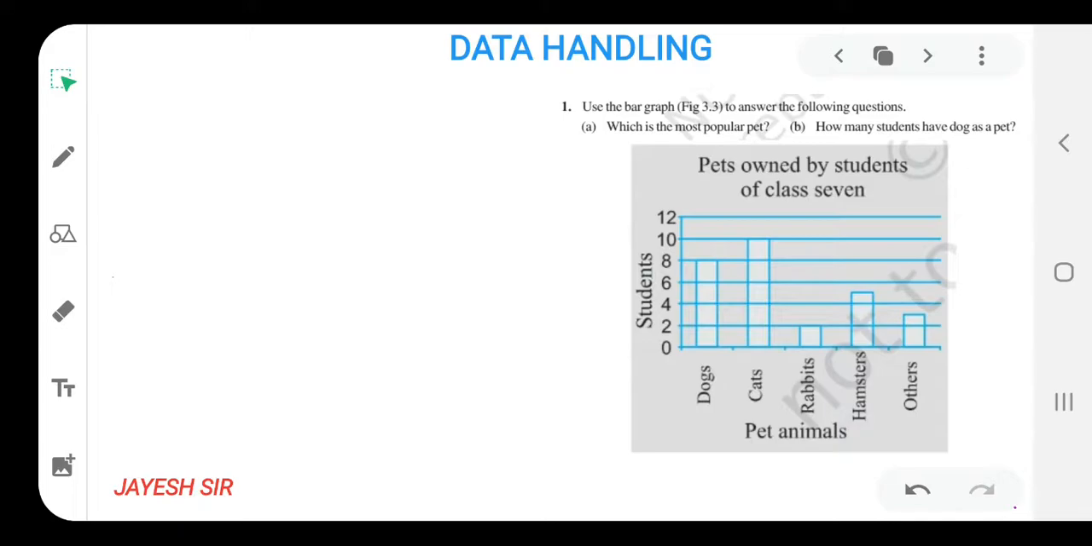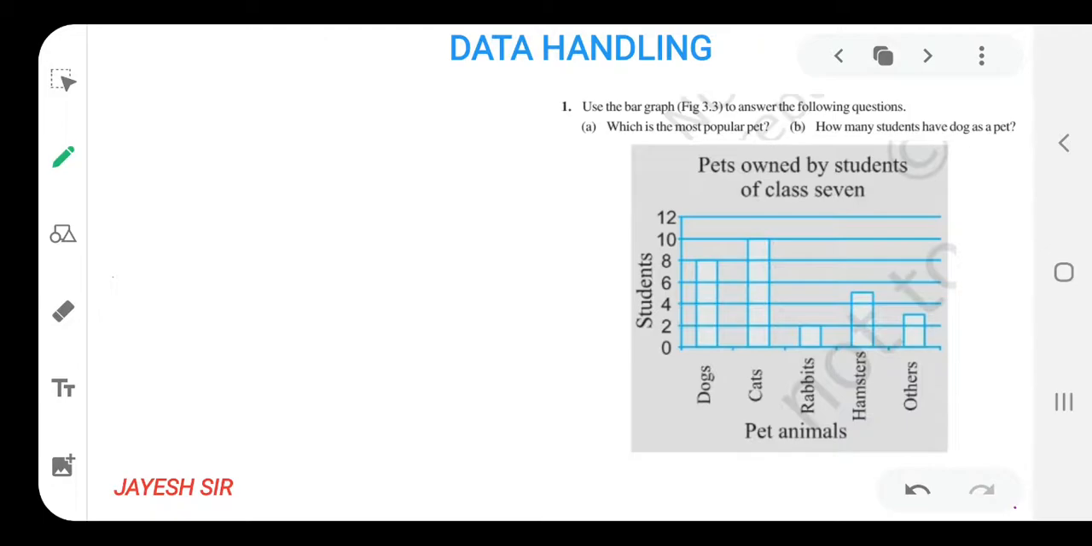So the first sum based on the bar graph is: use the bar graph figure that is given over here to answer the following questions. Based on the bar graph, we have to answer the following questions, as we have been studying these things for the last 2 to 3 previous classes. I think you all might be able to answer it very easily, but then also let us start with the basic concept for the students who have forgotten or were unable to understand this concept in the previous classes. So let us begin with the basics of the bar graph.